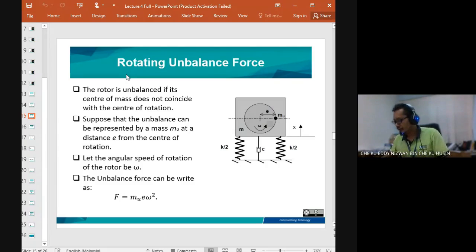Okay, so I think we just continue the lecture. We are still in Lecture 4, on the topic of forced vibration for the undamped single degree of freedom system. In yesterday's session, we stopped at the rotating unbalanced force, which is one of the common forces that induces the system with a harmonic pattern.